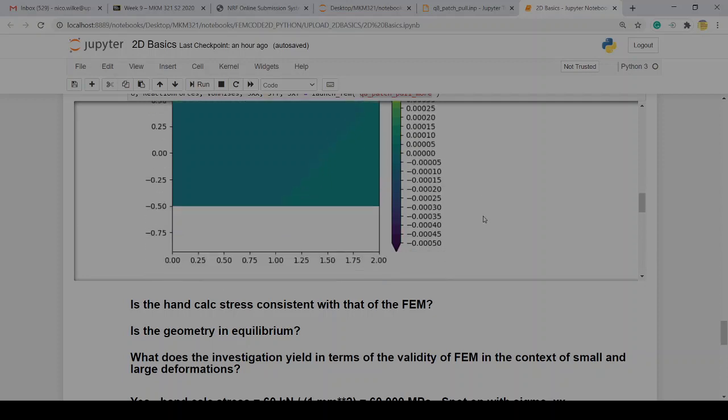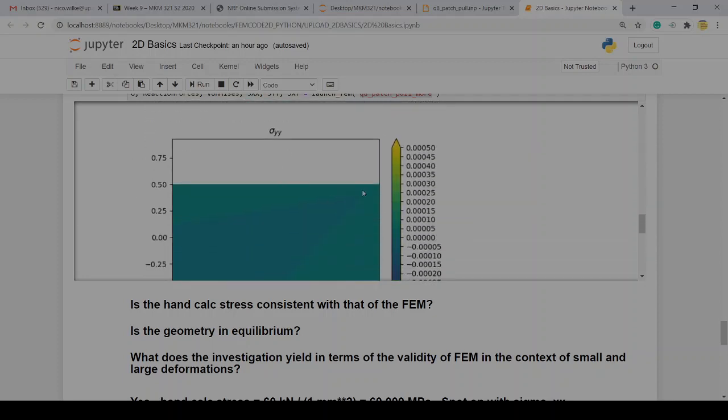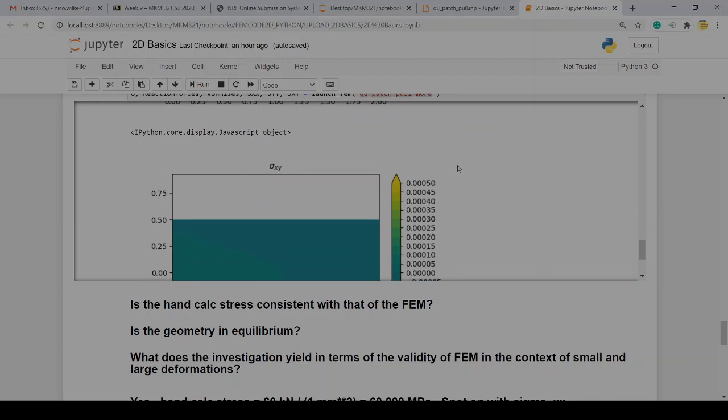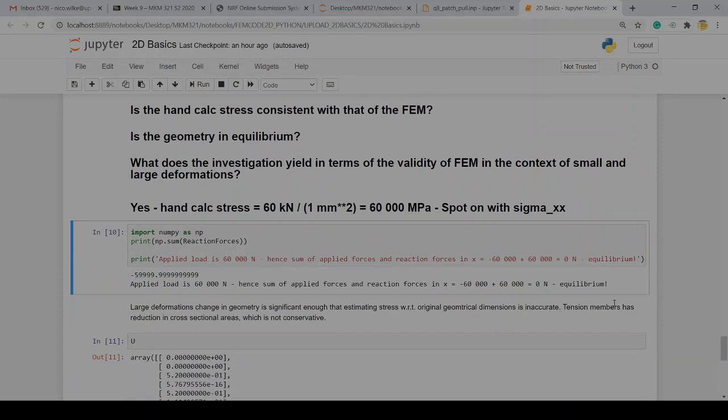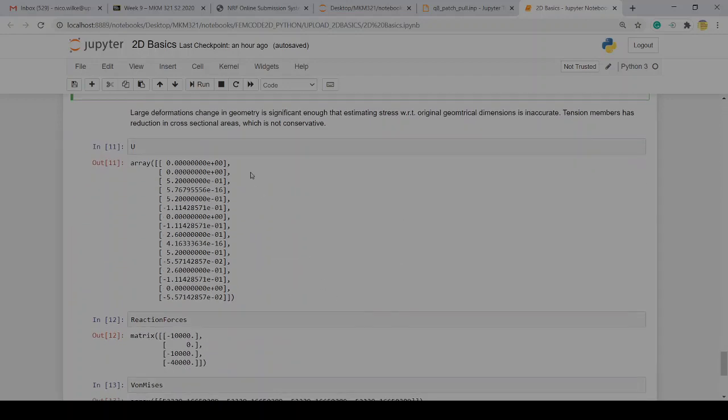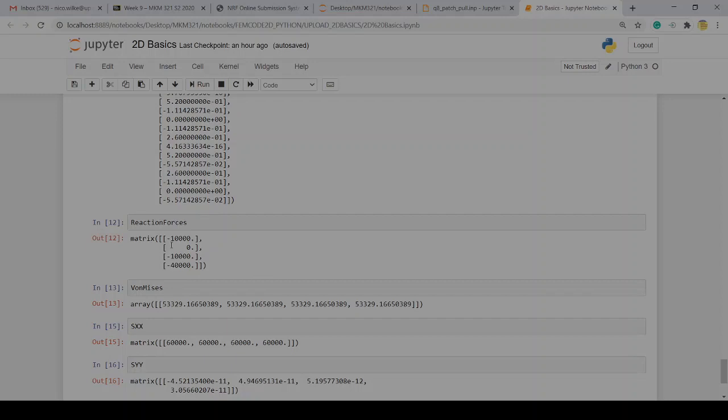Look at that. Spot on, spot on. Sigma YY is 0, sigma XY is 0. Okay, so that's important to understand. And we can go and check for equilibrium again, make sure that all holds. Go for the displacements, see that we are happy with that, look at the reactions. And when we look at the reactions, we can clearly see 60,000 was applied.